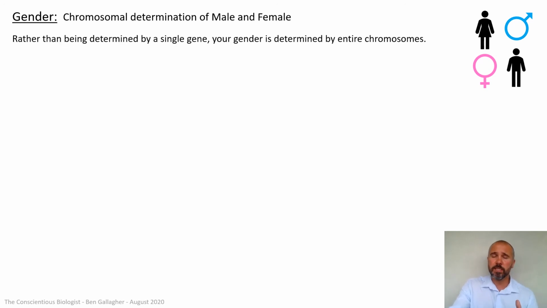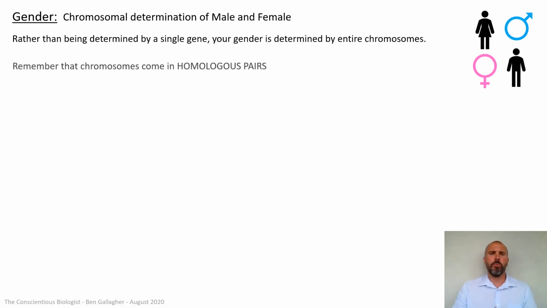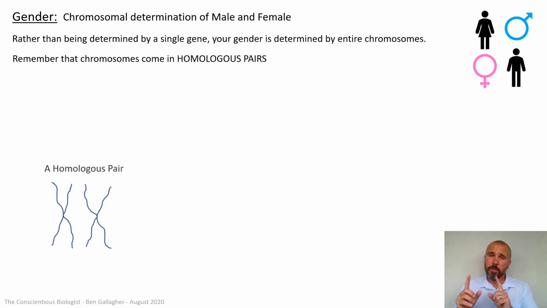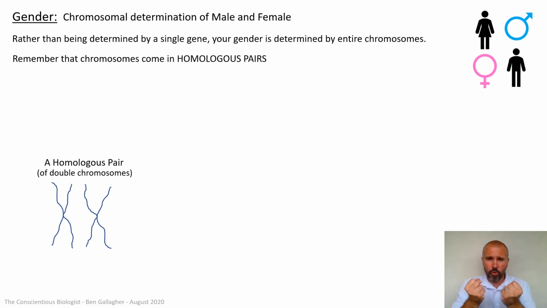Now, rather than being determined by a single gene, like all the other examples, your gender is determined by entire chromosomes. Now, remember, your chromosomes come in homologous pairs. You've got one from your mum, one from your dad, or one from each set. So you've got 23 from each parent, but they're effectively the 23 from your mum, 23 from your dad, all match each other and make pairs.